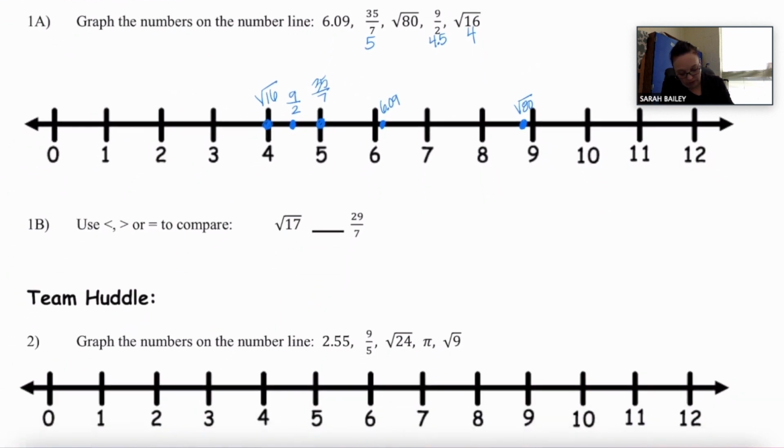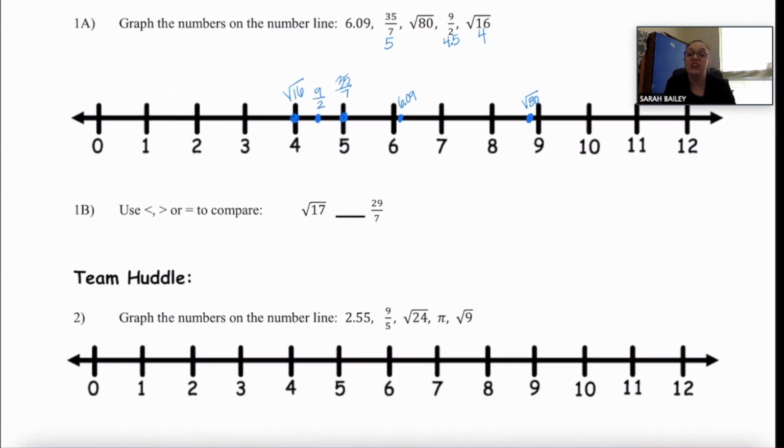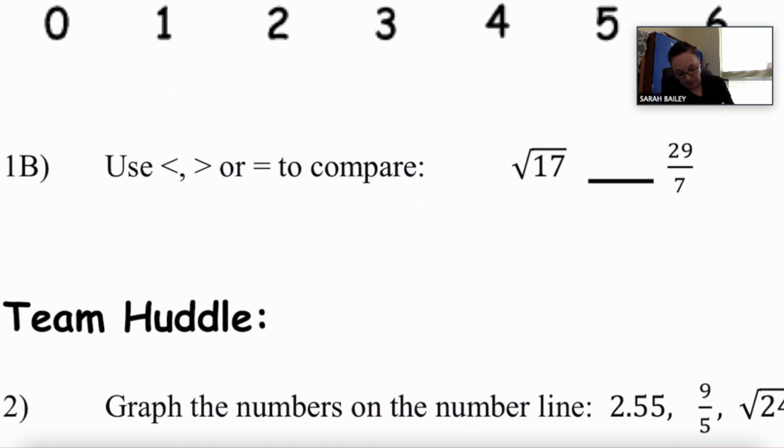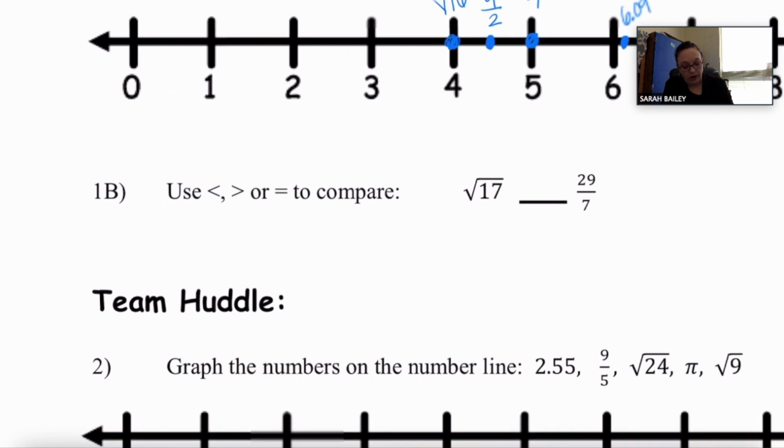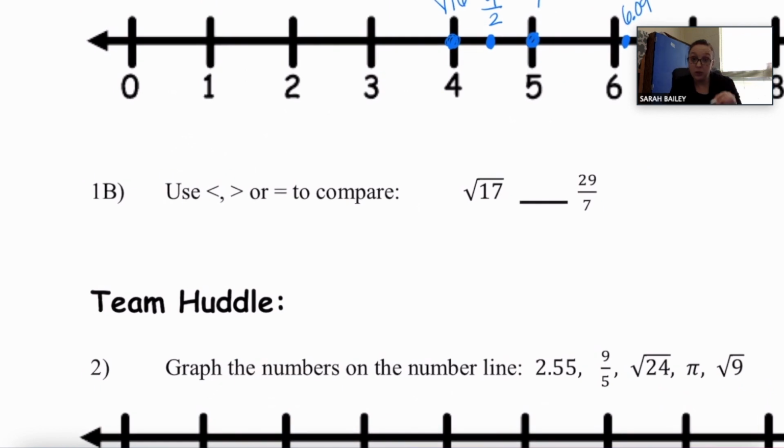Okay, so let's look at 1B. It says to use the less than, this is your less than symbol, greater than, or equal to compare the square root of 17 with 29 sevenths. All right, so I'm actually going to use a different color, and I'm going to use that number line up above to kind of help me.